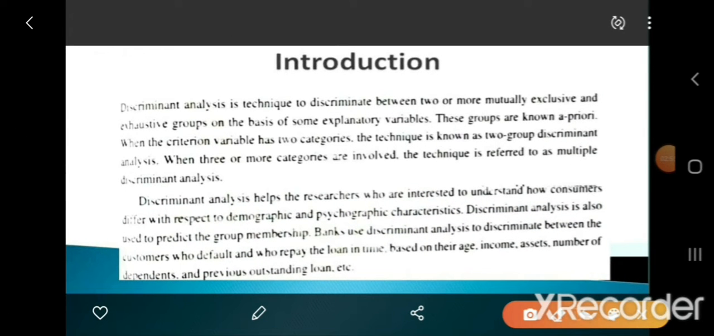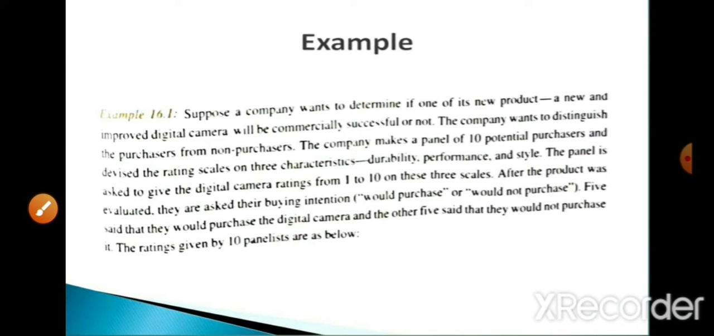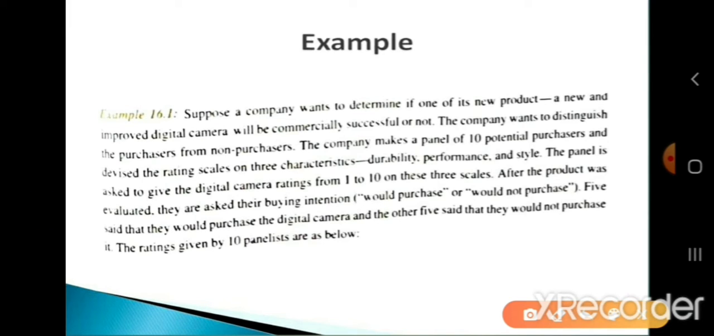Okay, next, for example, we have a company that wants to determine if one of its new products, a digital camera, will be commercially successful or not. The company wants to distinguish the purchaser and non-purchaser. The company makes a panel of 10 potential purchasers and divides the rating scales on three characteristics. These characteristics are durability, performance, and style.